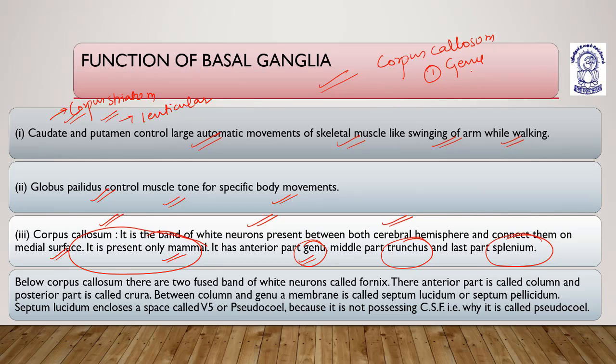The anterior part is genu, the middle part is truncus, and the posterior, the inferior part, the last part, is splenium.